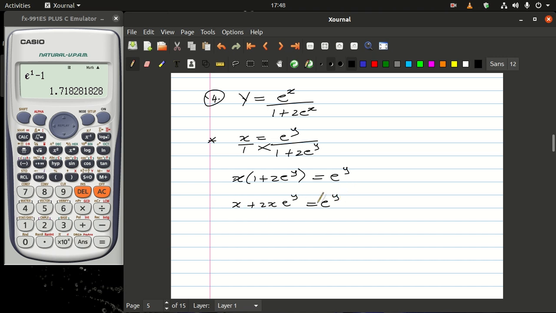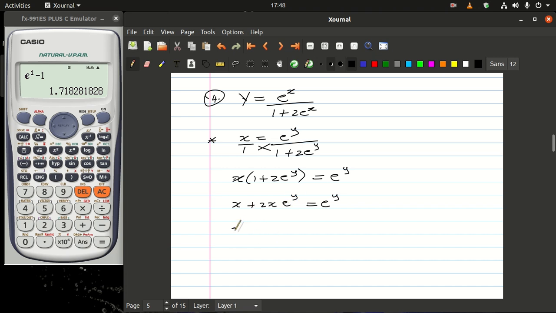Now that we have this, you can see this doesn't have any y in it, and this one here has y, this one has y. I want to take this to the other side, and this one to one side, so that I can factor out these things that have a y.